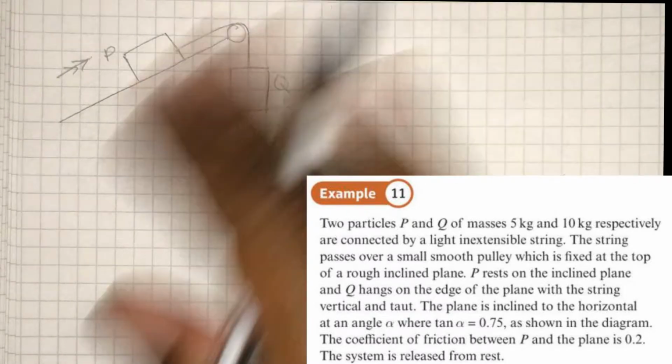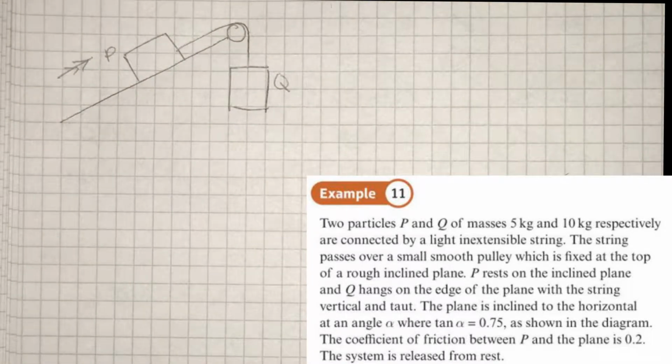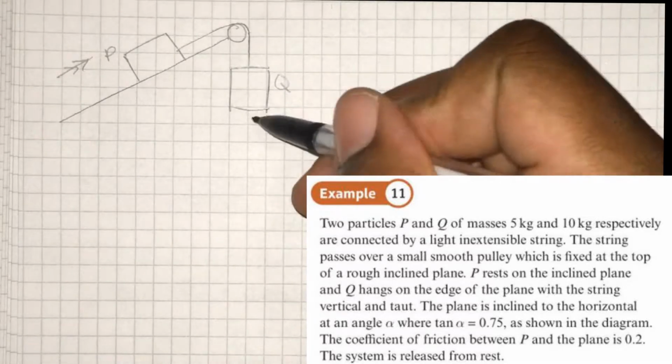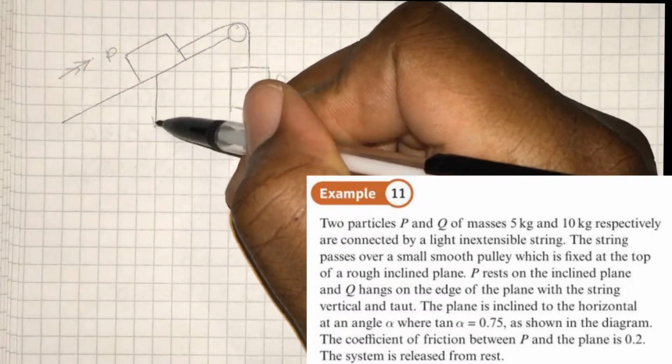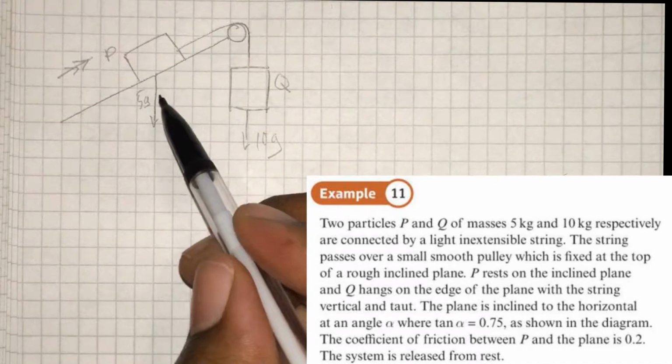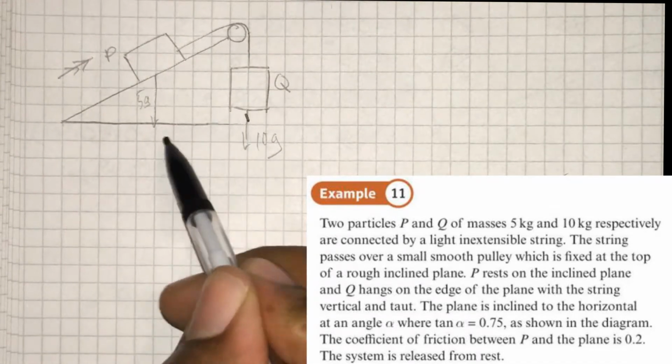Since it's a light, inextensible string, both particles are moving at the same velocity. Both particles have the same acceleration. Also, the two tensions in the string will be the same. So let's add some forces. We definitely know that weight is acting on both of them, the 10g and the 5g.